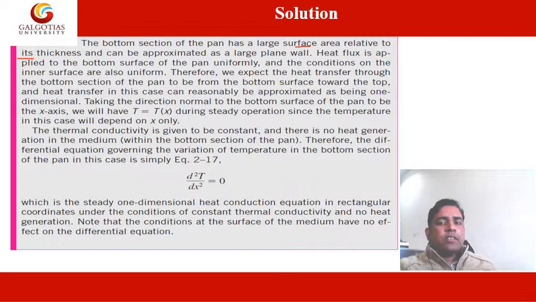Therefore, we expect the heat transfer through the bottom section of the pan to be from the bottom surface towards the top, and heat transfer in this case can be reasonably approximated as one-dimensional, taking the direction normal to the bottom surface of the pan to be along the x-axis. So we get T equal to T(x) during steady state operation, since the temperature in this case will depend only on one direction, and let's say that direction is the x direction.